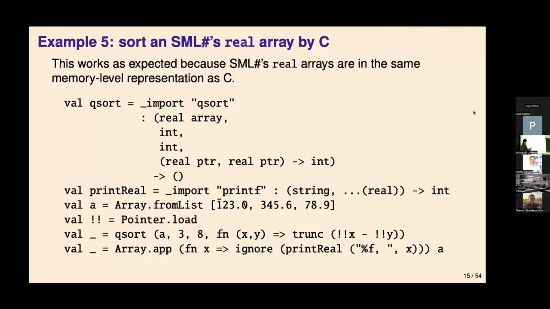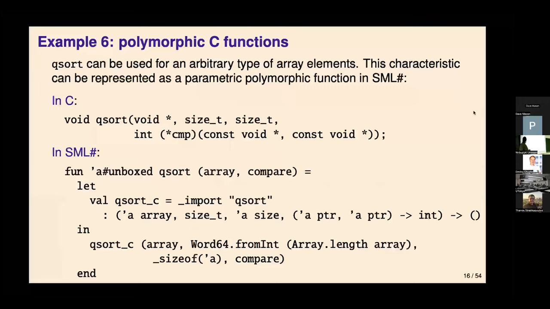So SML# maintains the same data representation as C, so by making a real array in SML# and passing it to the C function, the C function can modify it and return the array to the SML# program, like this. So import the qsort function like this, and make an array in SML#, and pass this array to the C function.